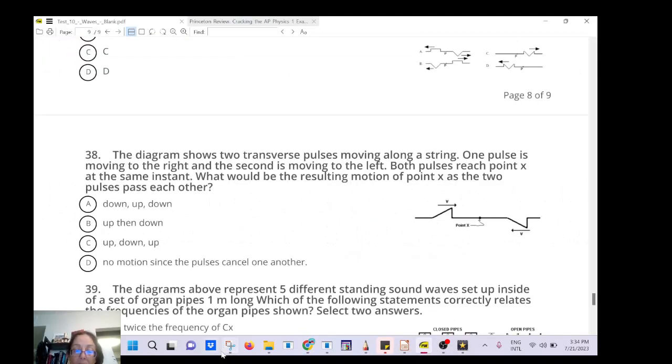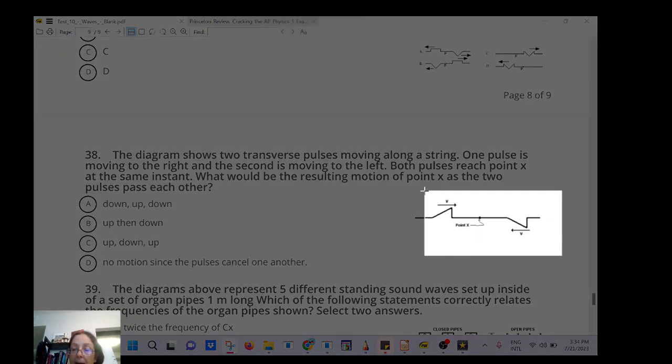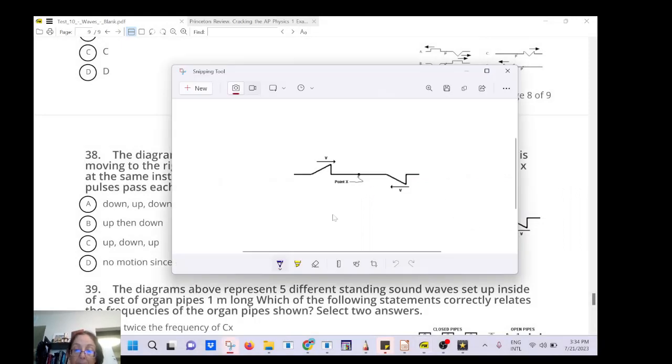So if you look here, they both arrive at the same time because they have the same speed. So this one, it's going to see this and this. So it's going to see up here and here nothing. So it wants to go up. So it wants to go up, right?